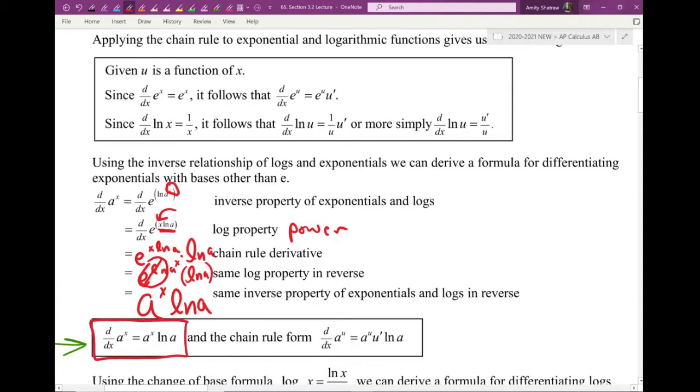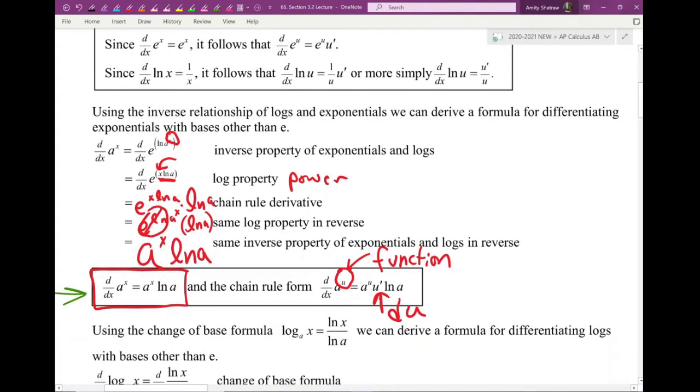The new rule, though, is that if you actually have some sort of function here, this is a function, then don't forget to take the derivative of it. Take the derivative of it. And for me, I use du instead of u prime, just because my note-taking capabilities on this Surface Pro require it. Every once in a while, a prime mark will just disappear, and so I tend to write du's, okay?